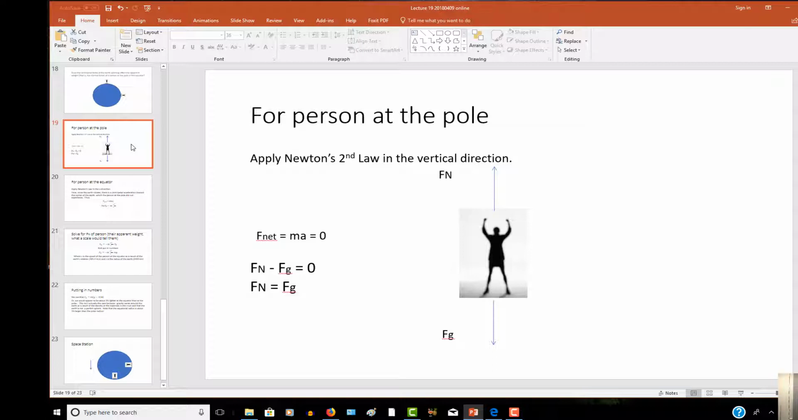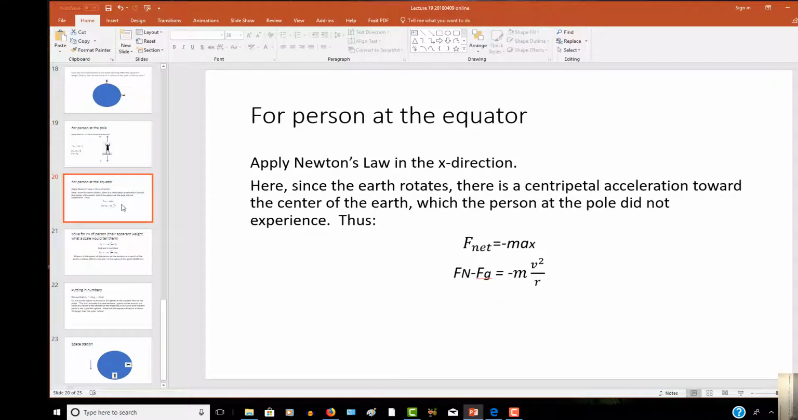And there is zero acceleration for this person because they're not moving in a circular path, being at the pole while the Earth's spinning. So in this case, the normal force is equal to the weight of the person. And this is pretty much as we usually expect for a person standing on a planet. We always have ignored the rotation of the Earth. Now let's consider somebody standing at the equator.